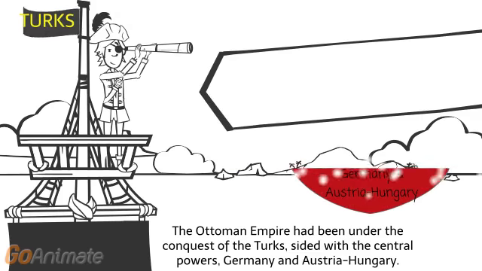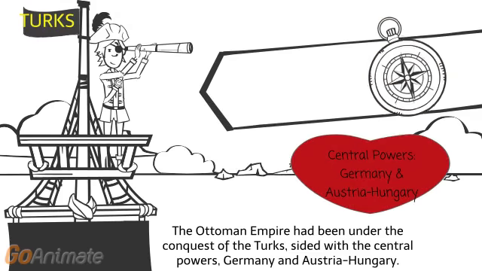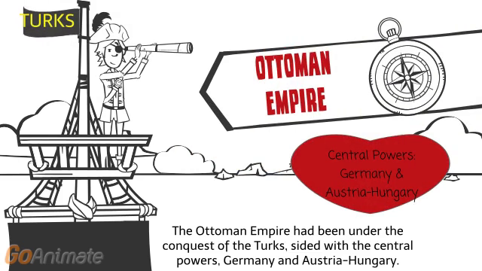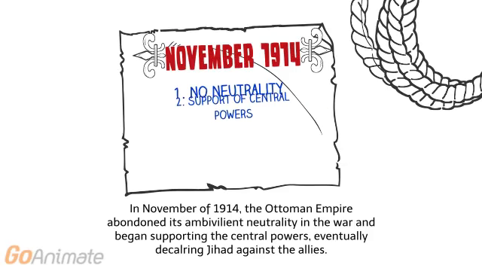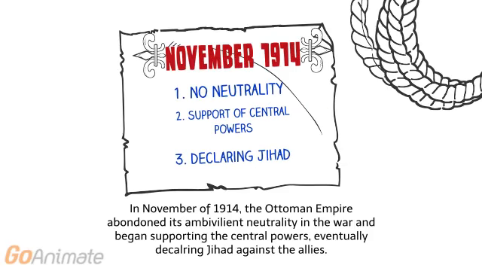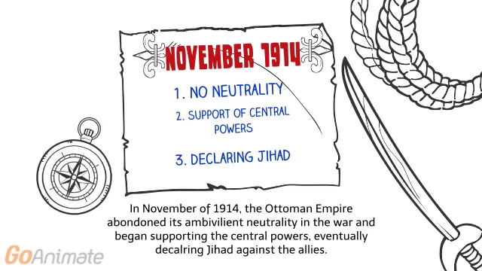The Ottoman Empire, which had been under the conquest of the Turks, sided with the Central Powers, being Germany and Austria-Hungary. In November of 1914, the Ottoman Empire abandoned its ambivalent neutrality in the war and began supporting the Central Powers, eventually declaring jihad against the Allies.